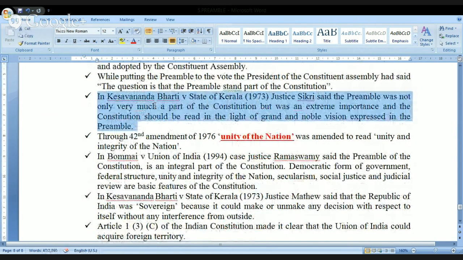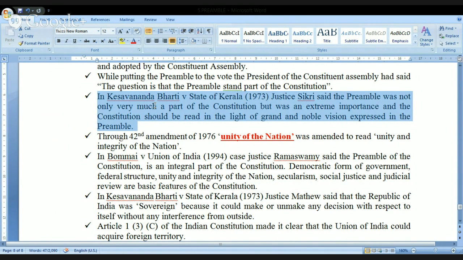In 1973, in the Keshavananda Bharati case, Justice Sikri said that the preamble was not only very much a part of the Constitution, but was of extreme importance, and the Constitution should be read in the light of the grand and noble vision expressed in the preamble. That's the reason why I always say the preamble is very, very, very important. Without understanding the preamble, understanding the remaining concepts is not at all possible. And if somebody tries to understand the other parts of the Constitution without understanding the preamble, that is not a comprehensive understanding.